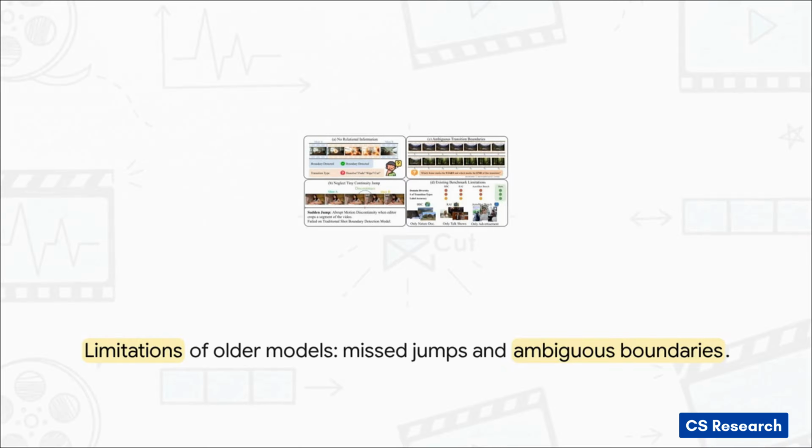Third, ambiguous transition boundaries are just incredibly difficult mathematically. The pixel values between two scenes blend gradually over dozens of frames, so pinpointing the exact start and end frame is a nightmare. And finally, existing benchmarks are just completely outdated. They lack the domain diversity needed to train modern systems.